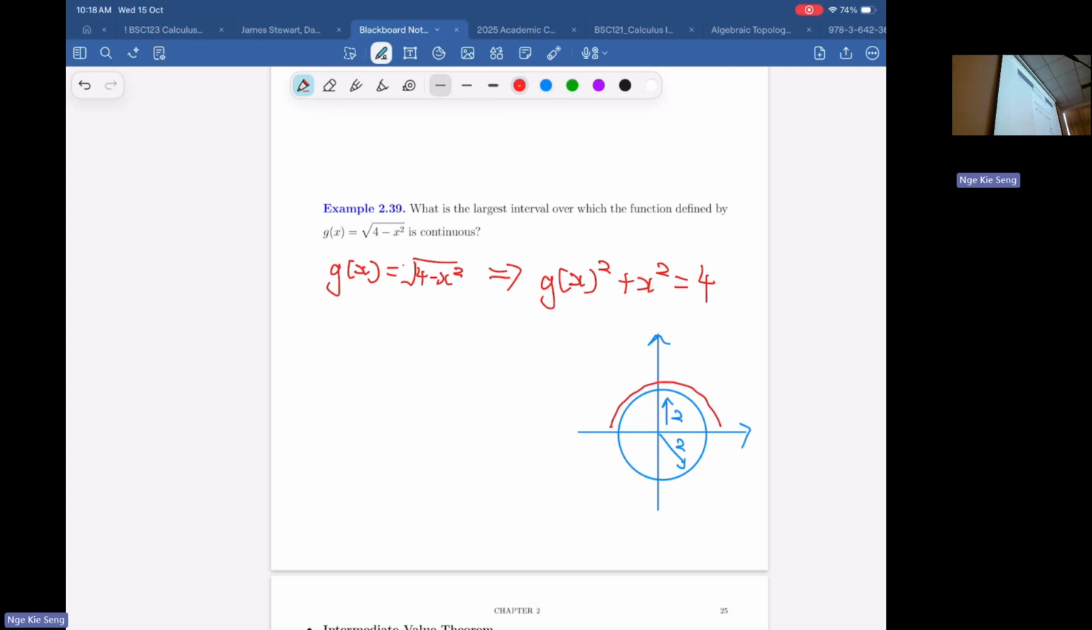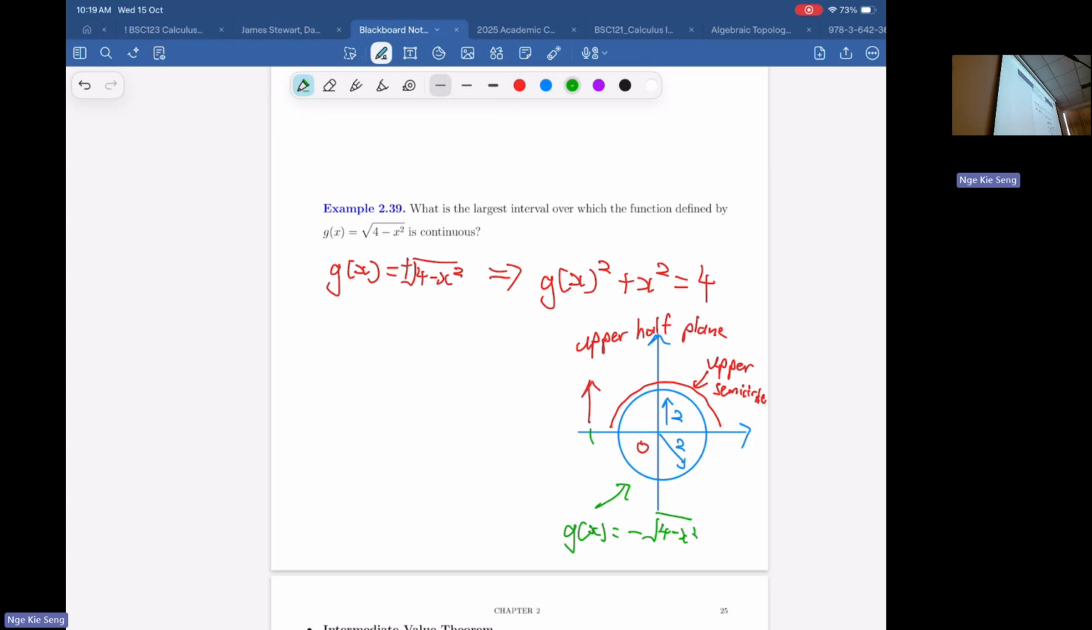Why? Because the g(x) we care about is just positive, so it lies in the upper half plane, and this is the upper semicircle. In case you want the bottom one, how should I write it? It should be g(x) equals minus the square root. So from this picture, you can roughly guess what the domain is already.